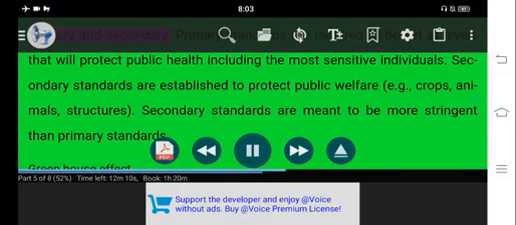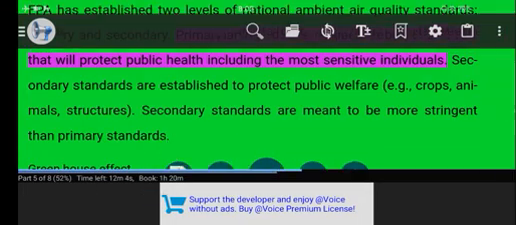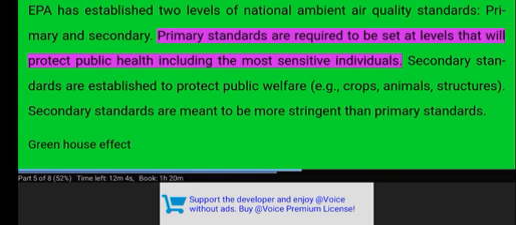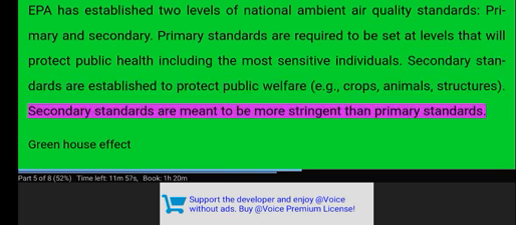Ecology. Air quality standards. EPA has established 2 levels of national ambient air quality standards, primary and secondary. Primary standards are required to be set at levels that will protect public health including the most sensitive individuals. Secondary standards are established to protect public welfare, e.g., crops, animals, structures. Secondary standards are meant to be more stringent than primary standards.